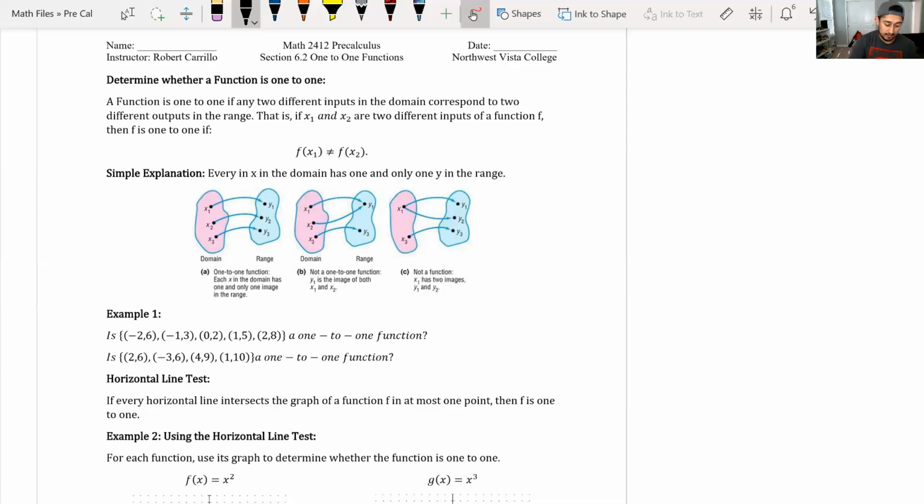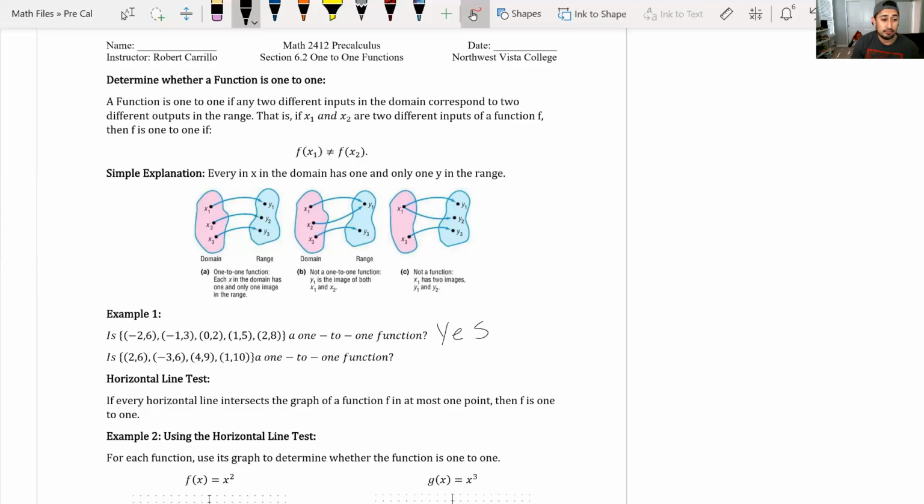Okay, with that being said, example 1 down below, we just want to know is the set of points a one-to-one function. So the first set of points is (-2, 6), (-1, 3), (0, 2), (1, 5), (2, 8). So first, we see that no x values are repeated. And second, we see that no y values are repeated. So this means for this set of numbers, every x has its own y. So yes, it's one-to-one.